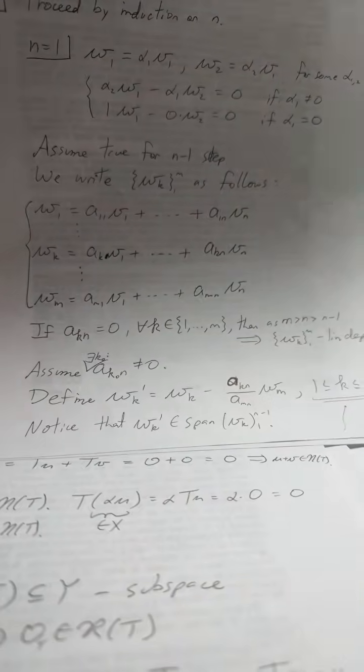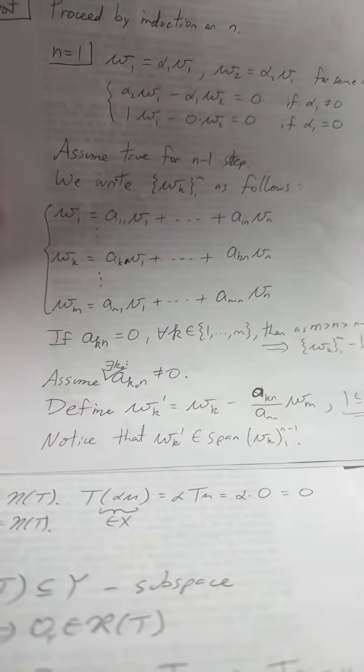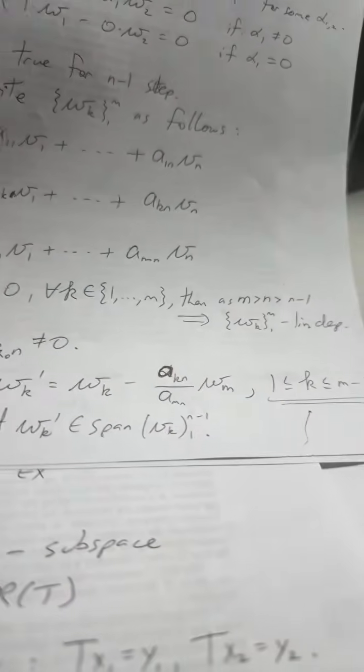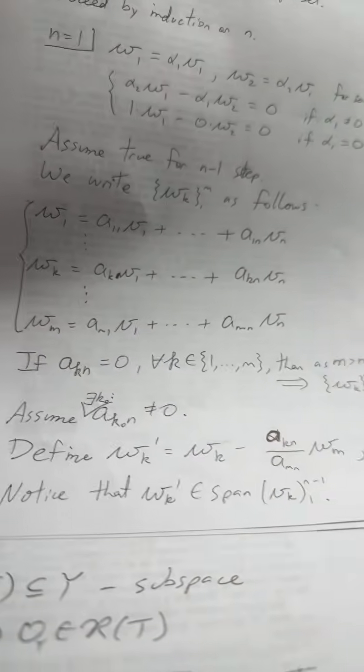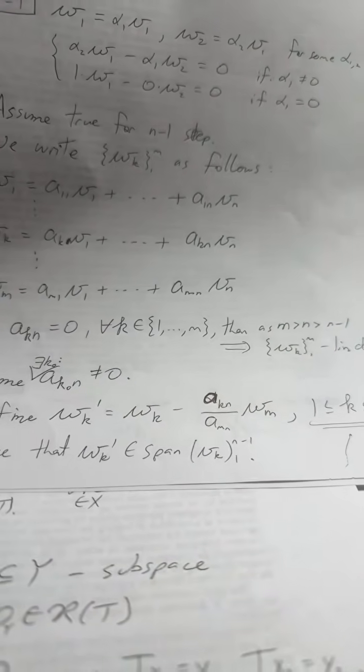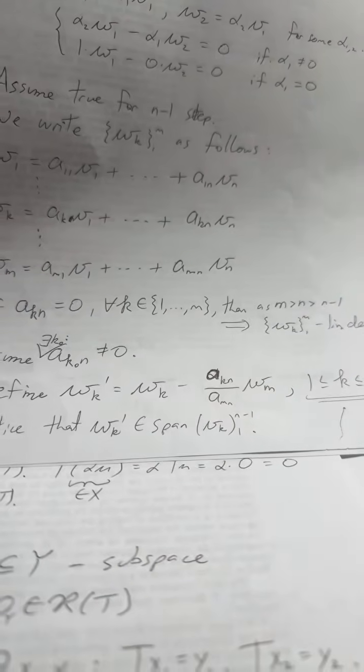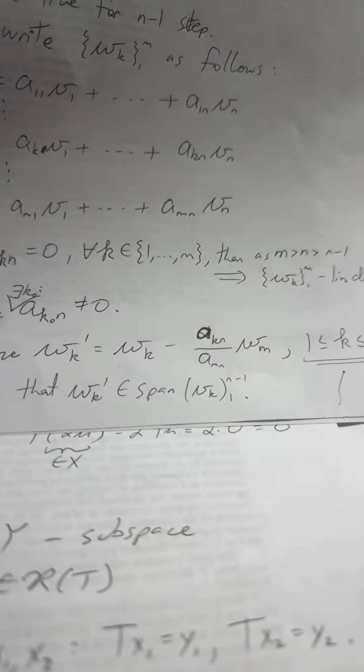Notice that w_k prime is in the span of the v_k. Okay, this makes sense if you just plug it in. So we know what w_k looks like because it's expressed here. So you plug that in, and then when you plug in w_m in the last line, you'll see that, the algebra isn't there, but the last v_n will cancel with it. It'll be an element of the span of v_k from 1 to n minus 1.